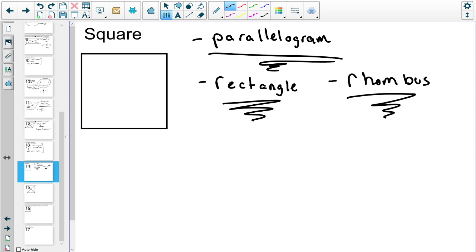But it's kind of a special form of all those because it's got its own properties. First off, since it's a rhombus, we can say it has four congruent sides because we learned that much. And since it's a rectangle, it's got all 90-degree angles. Since it's a rhombus, its diagonals are perpendicular. And since it's a rectangle, the diagonals are congruent to one another and they bisect each other. So all of the properties we've covered for parallelograms, rectangles, and rhombuses convert to squares.